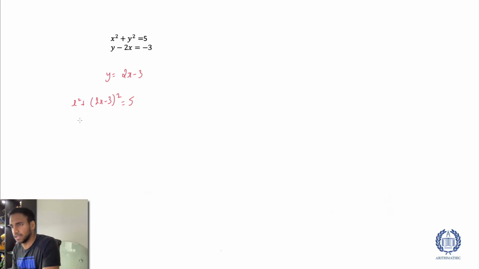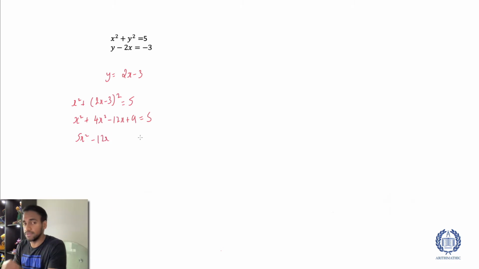Now we're going to expand it. So I'm going to say x squared plus, if you expand this bracket, you should have got 4x squared minus 12x plus 9 equals 5. We're going to simplify this expression. So x squared plus 4x squared is 5x squared minus 12x. Move the 5 to the left hand side, it becomes minus 5. So 9 minus 5 is plus 4 equals 0.